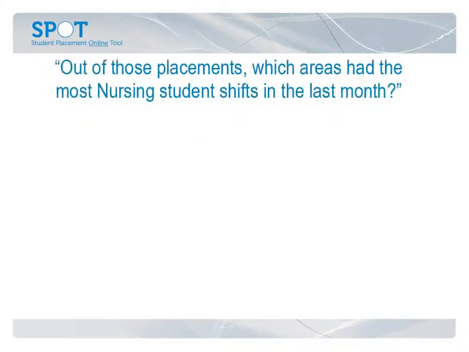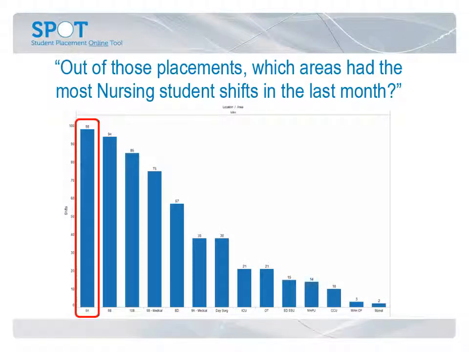Out of those placements, which areas in the adults hospital had the most nursing student shifts in the last month? So in other words, which area has the most students? And here's the answer. Ward 8A had the most shifts out of all of the adults areas, with 98 student shifts performed during last month. Ward 8B had the second most with 94, all the way down to some specialty areas and our stomal wound clinic, which actually only had 2 student shifts.